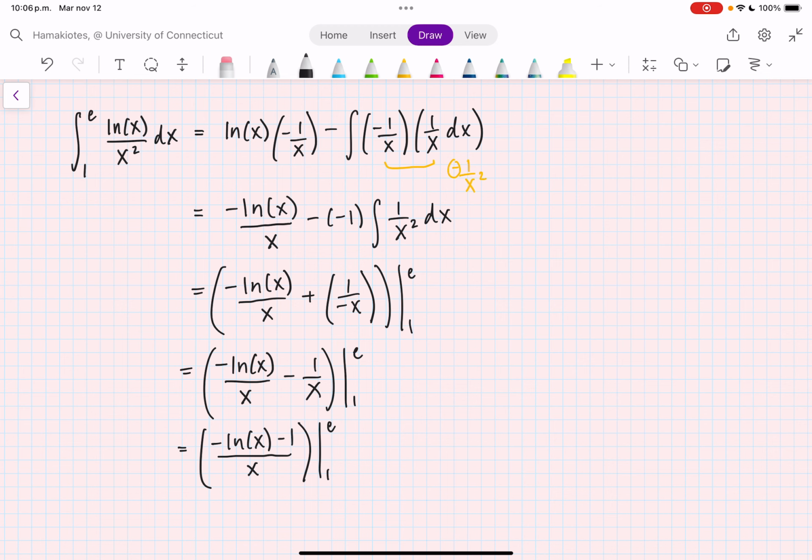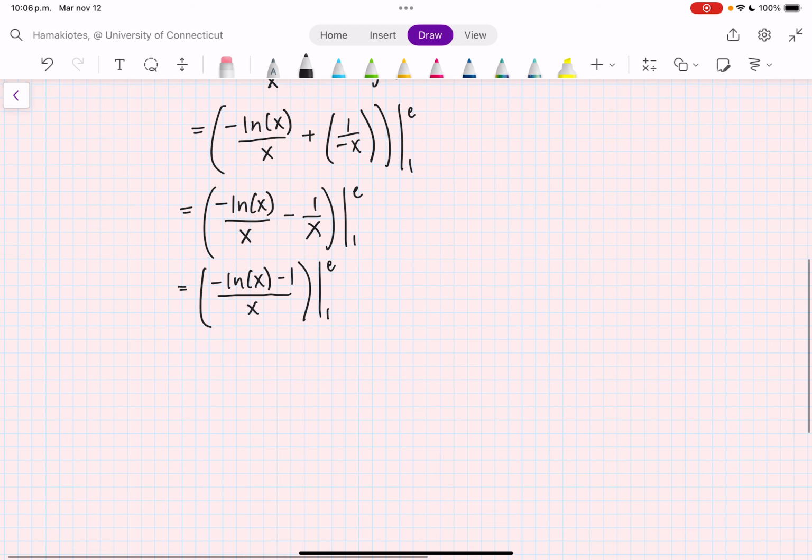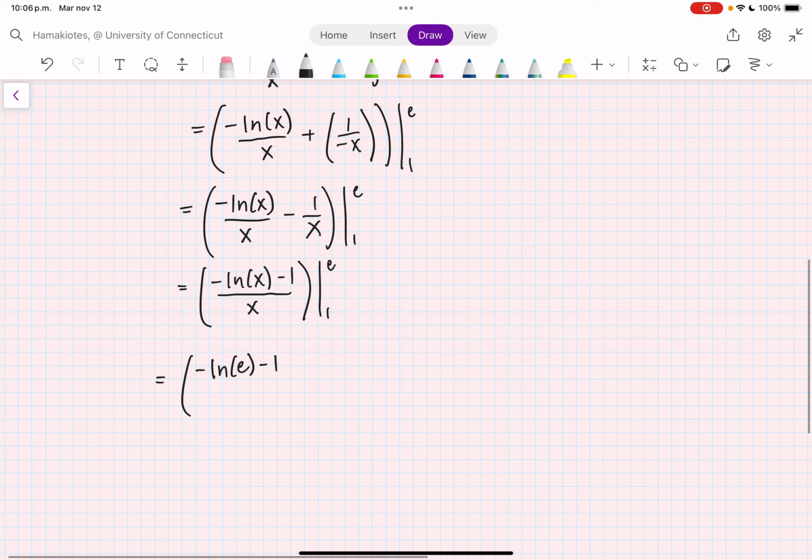So how do we do that? Well, first we plug in e. So this becomes minus ln of e minus 1 all over e. Now we plug in 1. So this is ln of 1 minus 1 over 1.